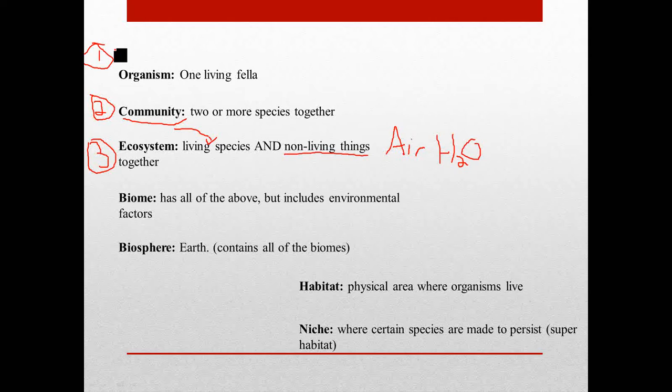So a biome has all of the above, living things and non-living things, but it also includes environmental factors. What I mean by that is it includes factors like rainfall, temperature, what kind of trees there are, are there any trees, just the geographical aspects of it. So a biome is the fourth part.